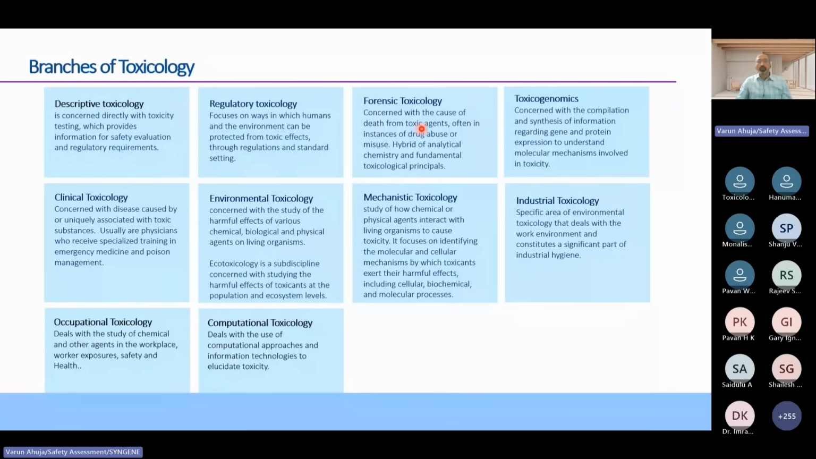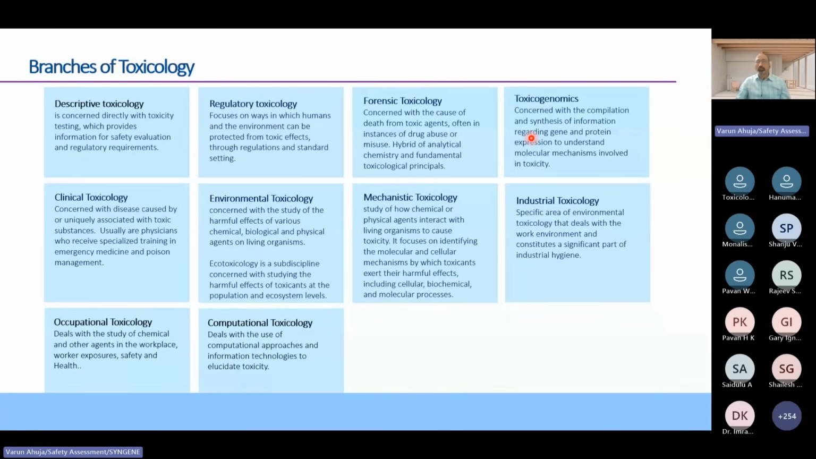Then moving on to forensic toxicology. Forensic toxicology is concerned with the cause of death from toxic agents, often in instances of drug abuse or misuse. It is a hybrid of analytical chemistry and fundamental toxicological principles.